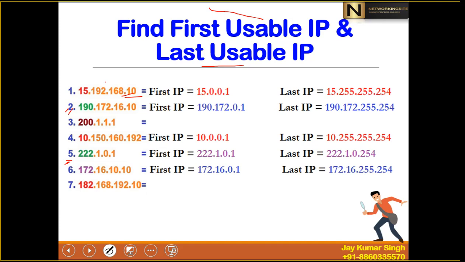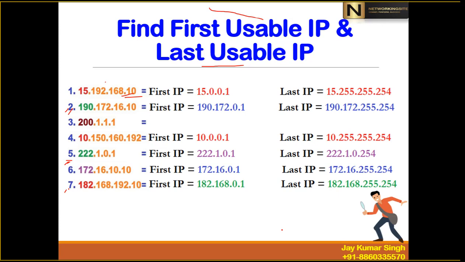Okay, and now tell me about number 7. Number 7 is 182.168.01. The last is 182.168.255.254.